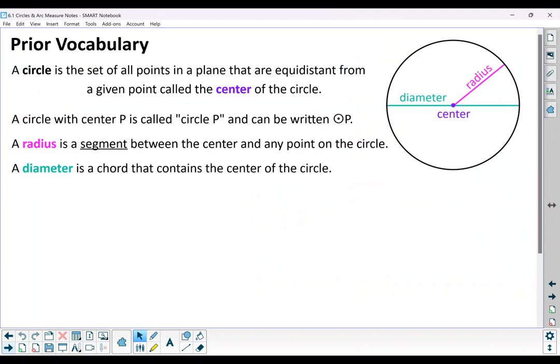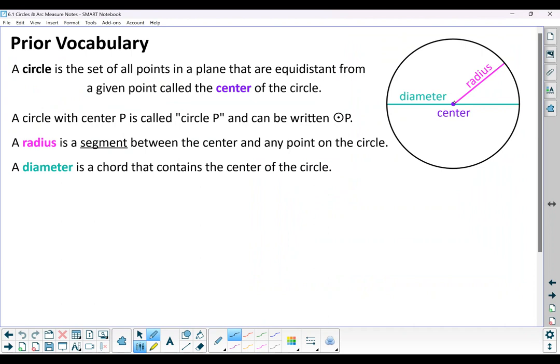So just a recap of your prior knowledge of some vocabulary terms. This whole unit will be studying circles, and a circle is a set of all points in a plane that are equidistant from a given point that's called the center of the circle. So we've got this diagram. Our center right there is in purple, and a circle is just all of the points that are the same distance away from that center. And once you fill in, if you found every single point, it would create this circle.